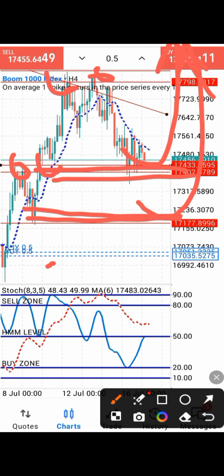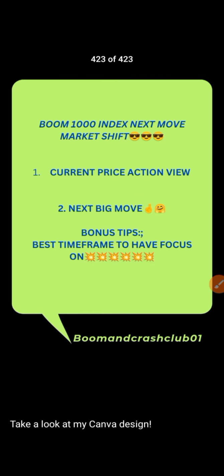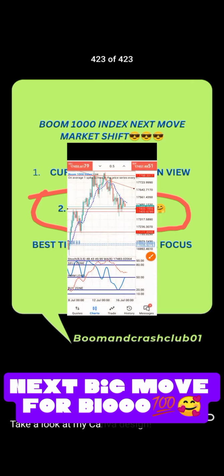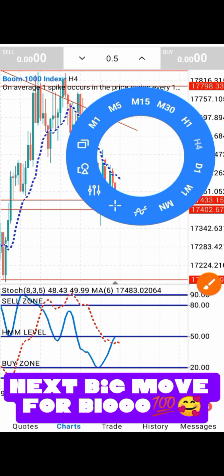So let me move to the second on the list. The second on our list is what? The next big move. What is the likely next high move for Boom 1000 index? Let me go to the weekly. This is a weekly chart.